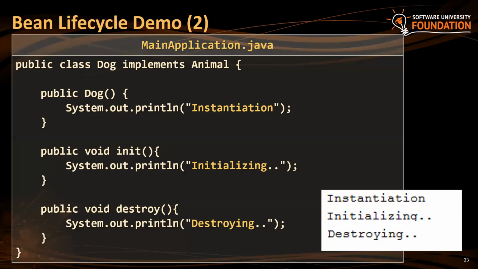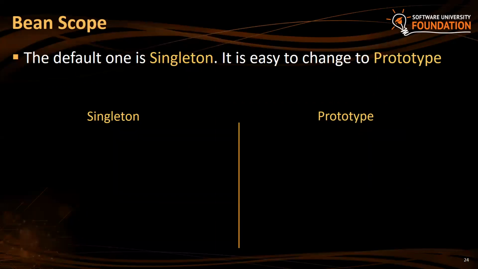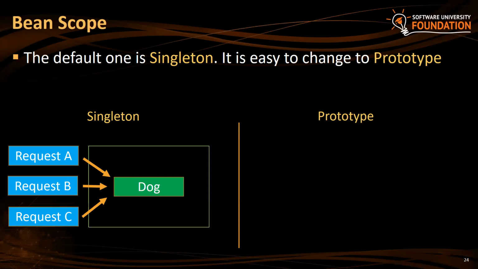Okay, so these are the scopes. The default scope is always singleton. With singleton, even if there are three requests, there is only one object present. Singleton means make sure only one object will be there, which will be serving all the requests. That's how it happens.